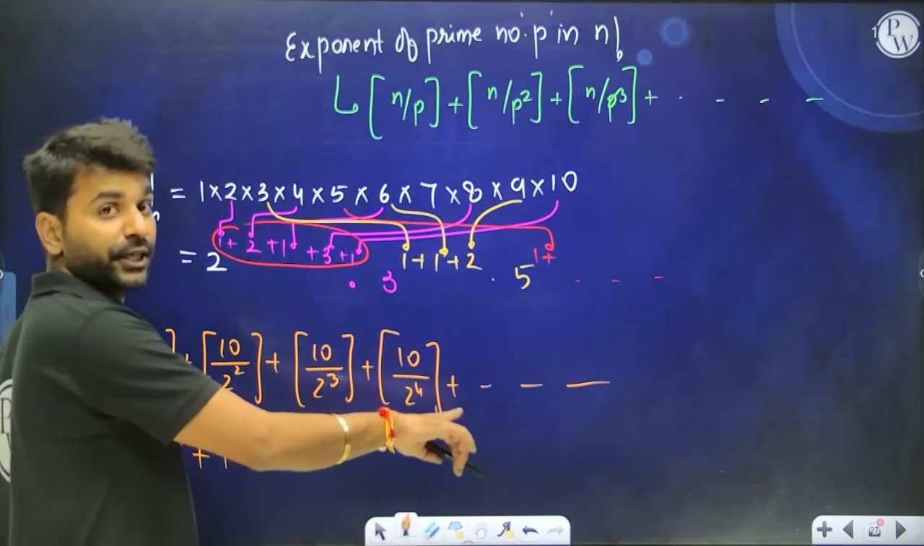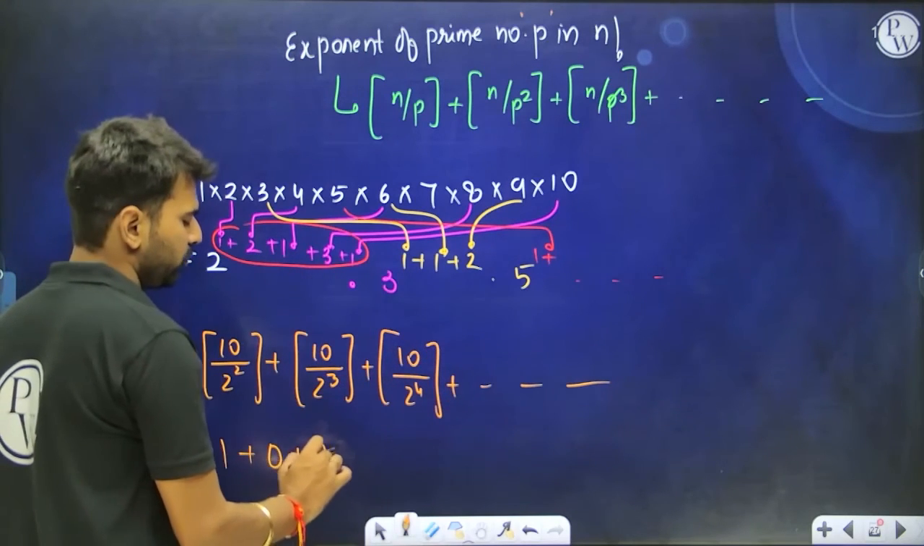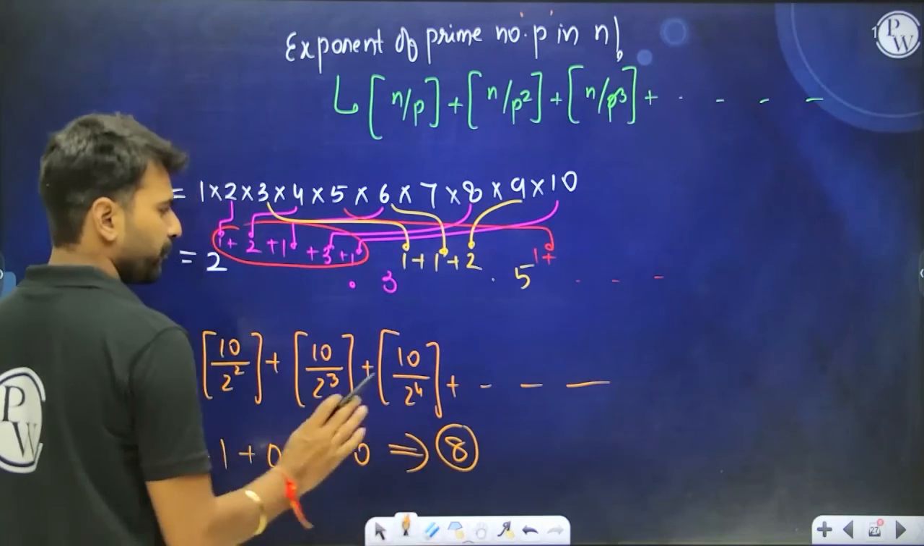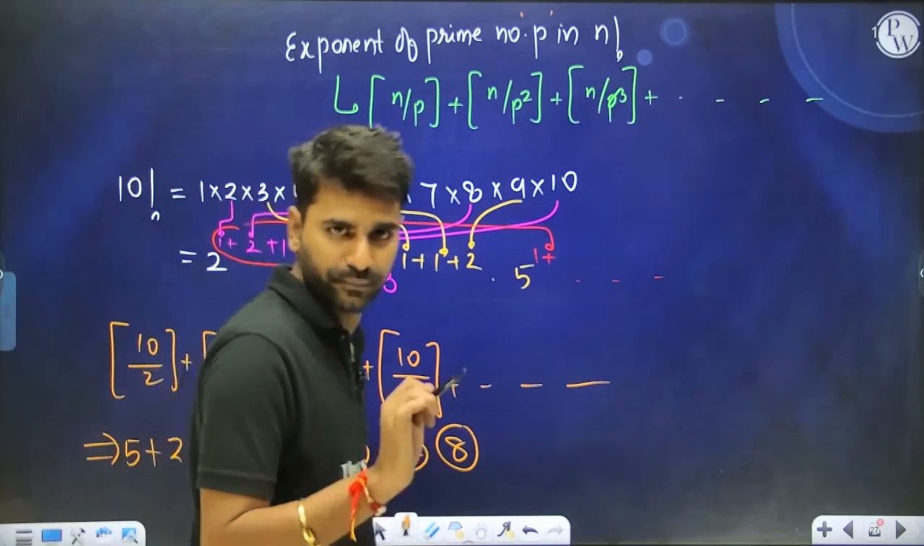10 divided by 32 will come in the next, that will also give 0. Now all the terms will be giving 0, 0, 0 only. So the answer is coming out to be 8. Look, from here also 8 is coming and from here also 8 is coming.